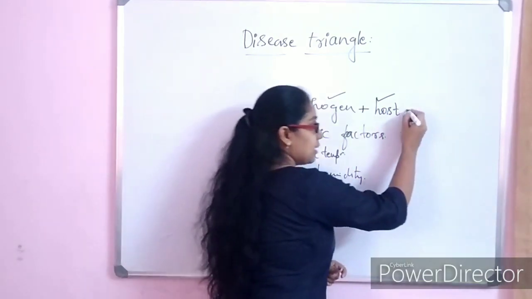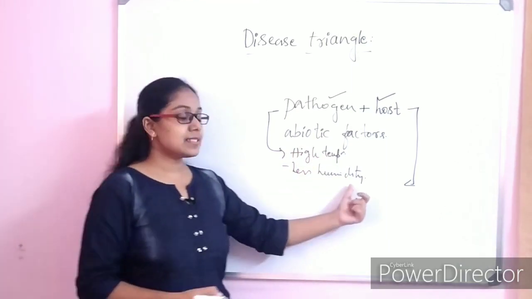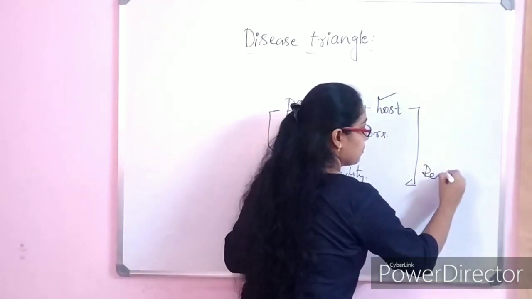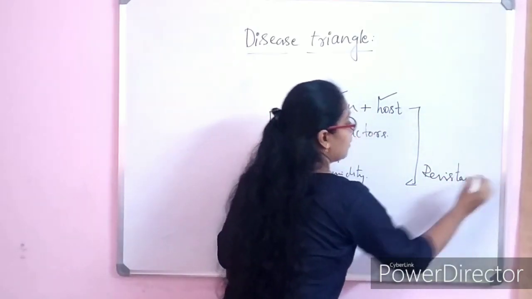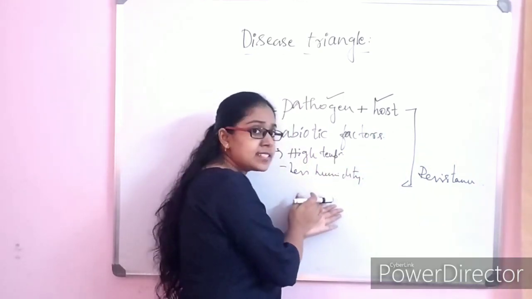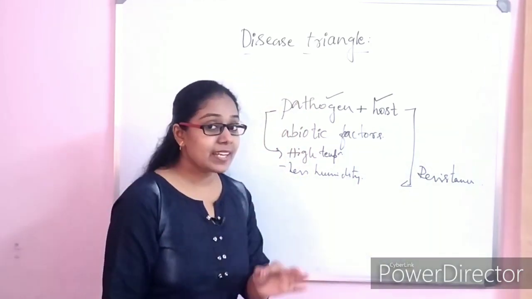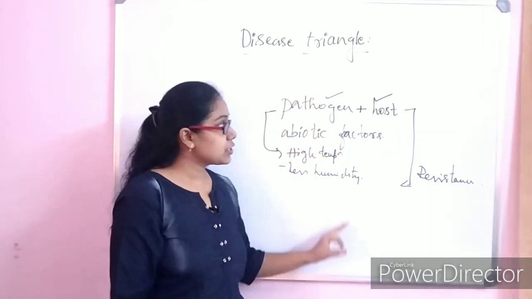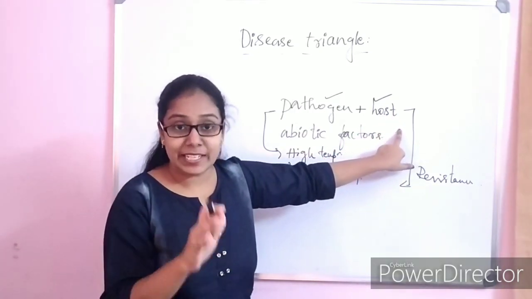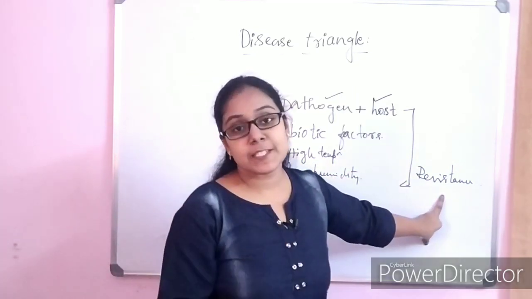And if the same host plants require the same conditions like high temperature or less humidity for the purpose of resistance, say for example, if these host plants require high temperature and less humidity in order to acquire the resistance character in them, then it is the favorable condition for the host plant, but that favorable condition does not favor the development of the disease. Why? Because it has already acquired the resistance power in it.